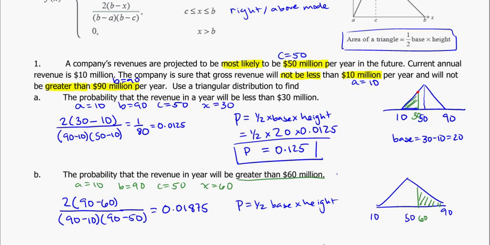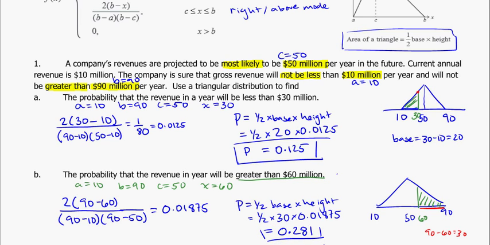And I need to look here, what is the base? Remember, the base is just the bottom of the triangle that you're looking for. And in this case, that's between 60 and 90. So 90 minus 60 is equal to 30. So my probability will be equal to 1/2 times 30 times the height, which I got from there, 0.01875. And when we do that one up, you should get something that rounds close to 0.281.